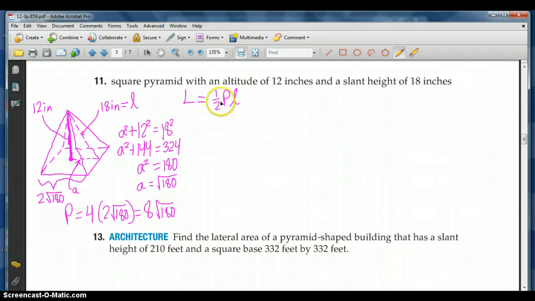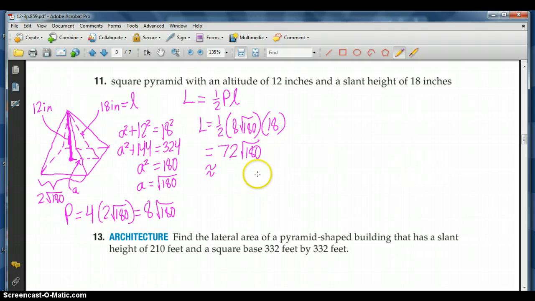Now I'm going to substitute this in to my formula for lateral area. So lateral area is equal to half the perimeter, so half of 8 square root of 180 times the slant height, which is 18. So this gives me half of 8 is 4, times 18 is 72, square root of 180, which I can use my calculator and get approximately 966 square inches.